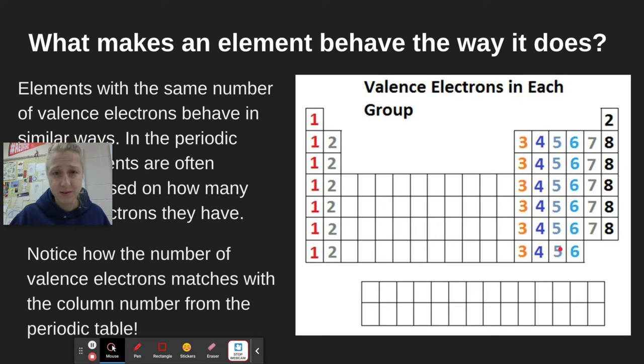The one thing that doesn't follow this rule, as you'll notice, is right here. That's helium. Helium is the one exception to this rule. It only has 2 valence electrons instead of 8, even though it is in column or group 18. Just keep that in mind.